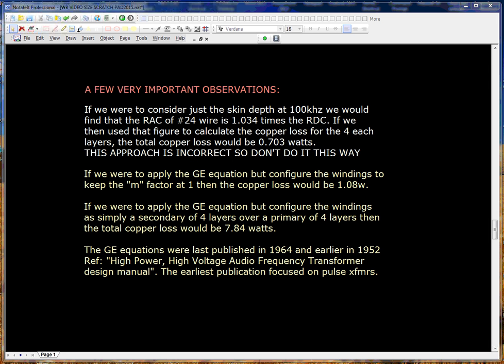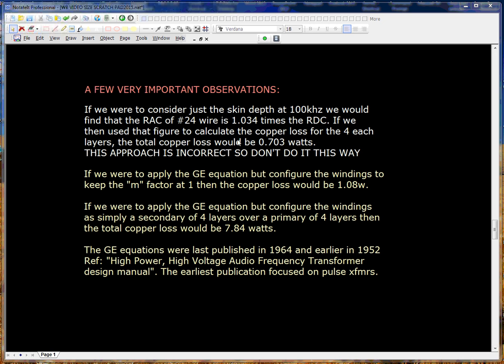We're almost finished. I want to show you some very important observations. I've seen this done a number of times and it's totally incorrect. If we were to consider just the skin depth at 100 kilohertz, we would find that the RAC of an AWG 24 wire is only 3.4% times the RDC, a fairly low number. If we then use that figure to calculate the copper loss for each of the 4 layers, for the primary and for the secondary, the total copper loss would be 0.703 watts, which is a very low figure.